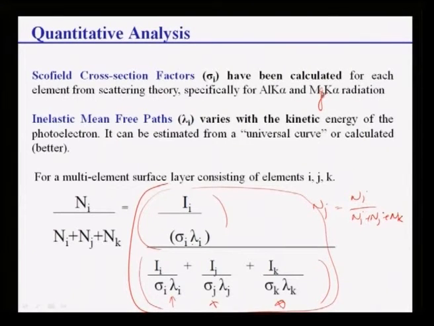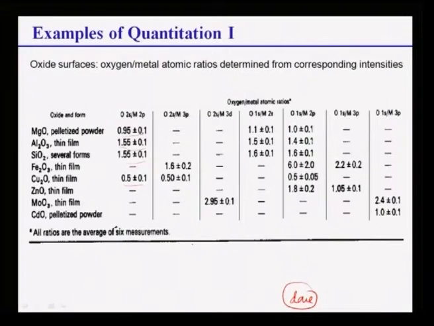So, what needs to be measured is the intensity, and I have already told you how intensities are to be measured using a very nice approach. Well, let us see some examples. I am going to show you examples of oxygen to metal atomic ratios determined from the corresponding intensities. If you take magnesium oxide, the first case, MgO, a pelletized powder, the ratio between the oxygen 1s peak and the metal 2p peak is almost 0.95 plus minus 0.1.